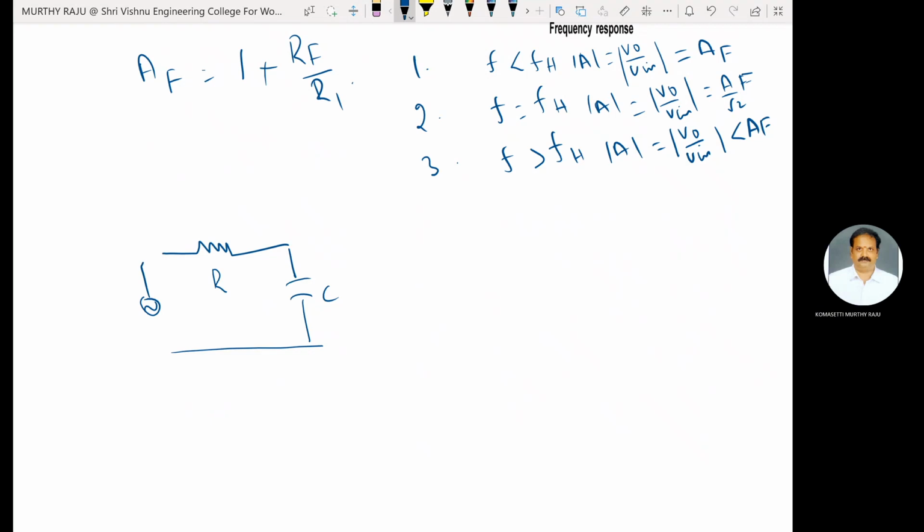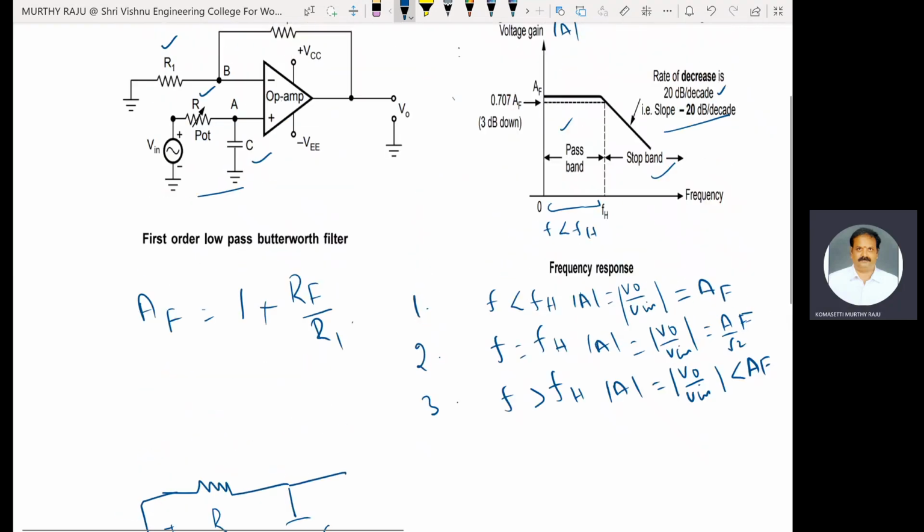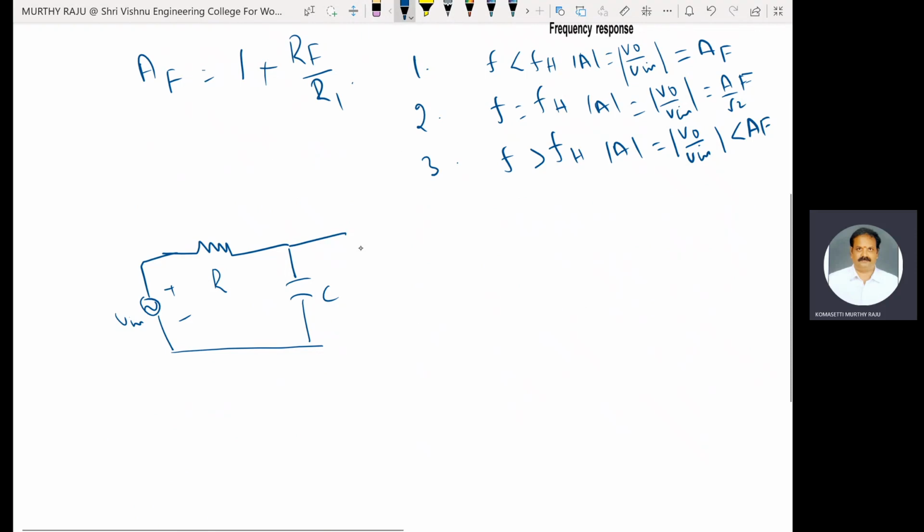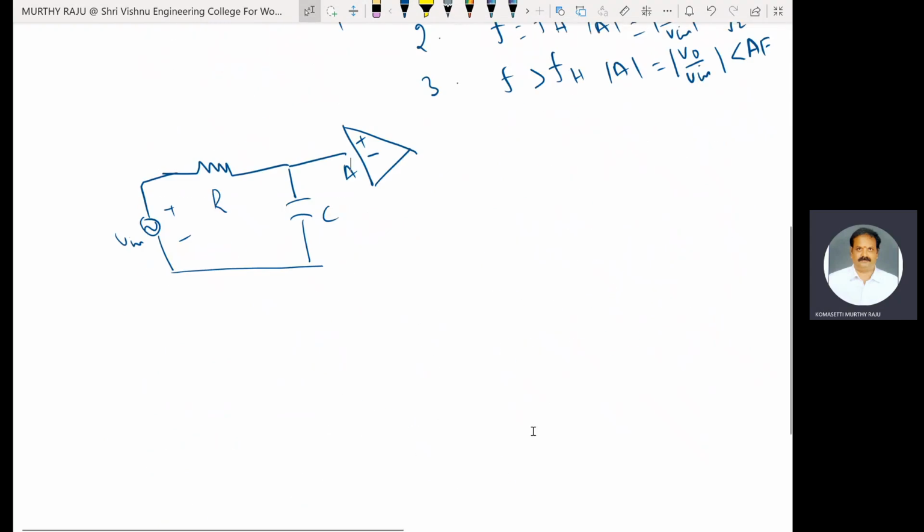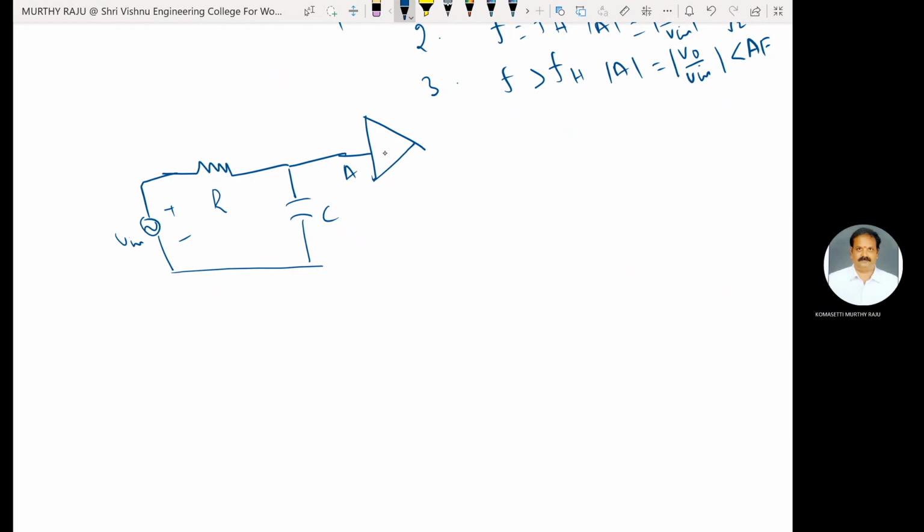This one is V in, then R and C. Here is the A point and the B point. This A point is connected to the op amp. The non-inverting terminal is plus and the inverting terminal is minus. This is the op amp. Consider this op amp and this filter circuit.